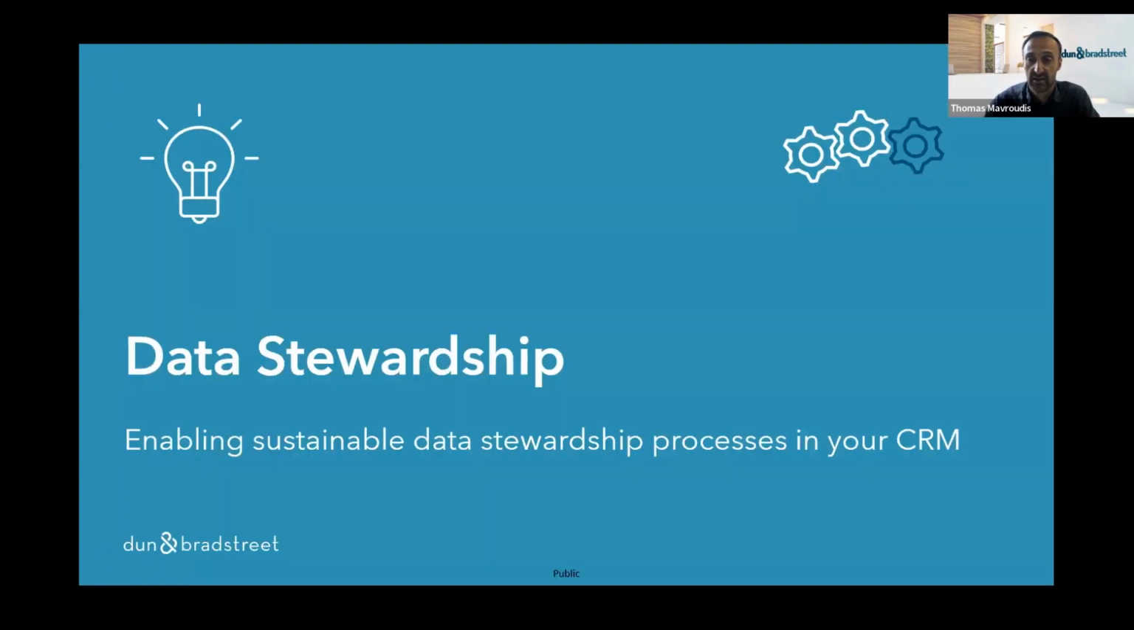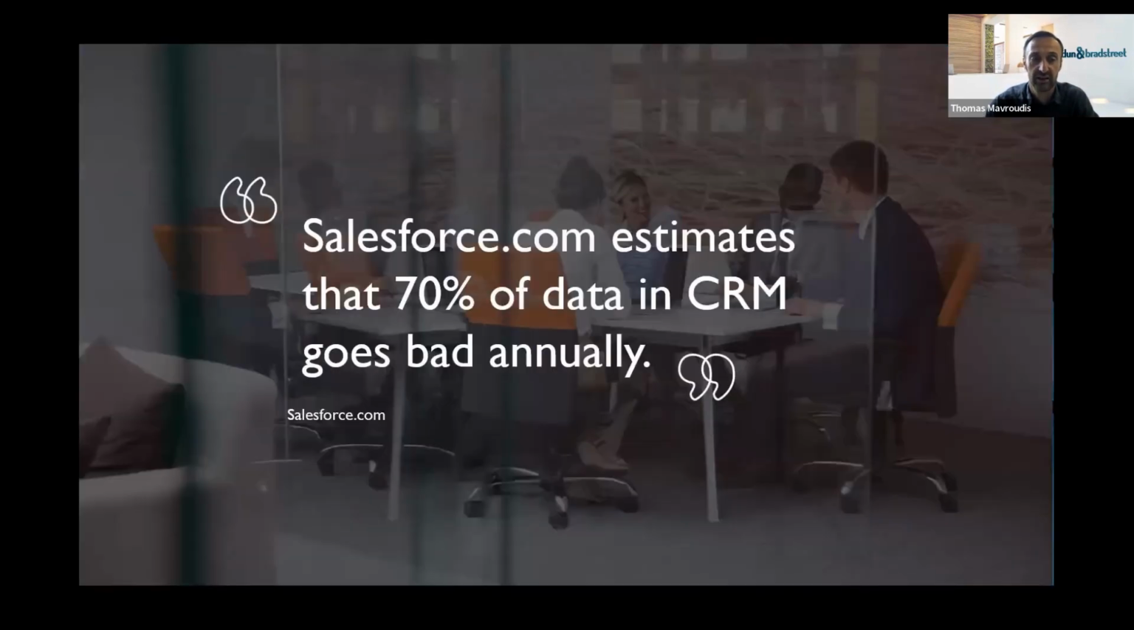Coming to the next gear, the third gear is data stewardship. So what is data stewardship? It is how you always have up-to-date data in your CRM system, to be sustainable, so that we have sustainable data. And here also there is a quote from Salesforce: maybe you've done your onboarding right, but over time we see that 70% of the data in CRM systems goes bad annually. It's really a high ratio.